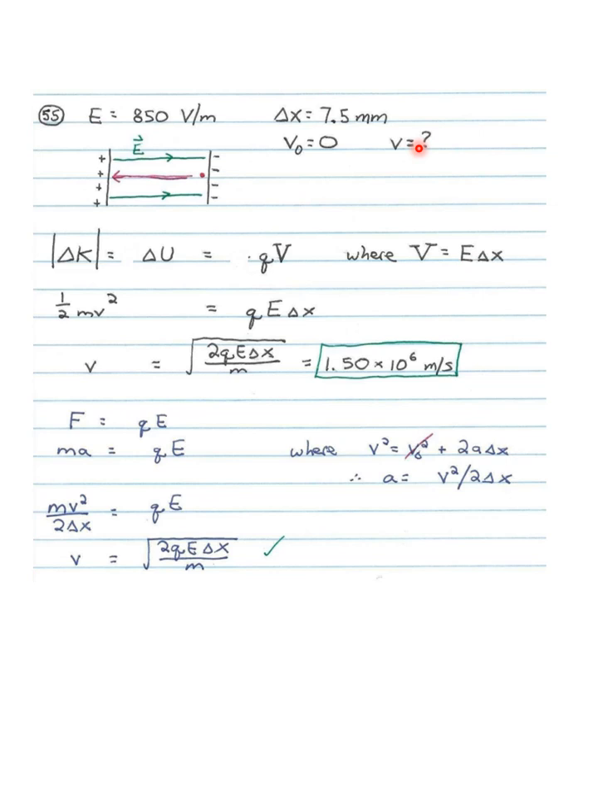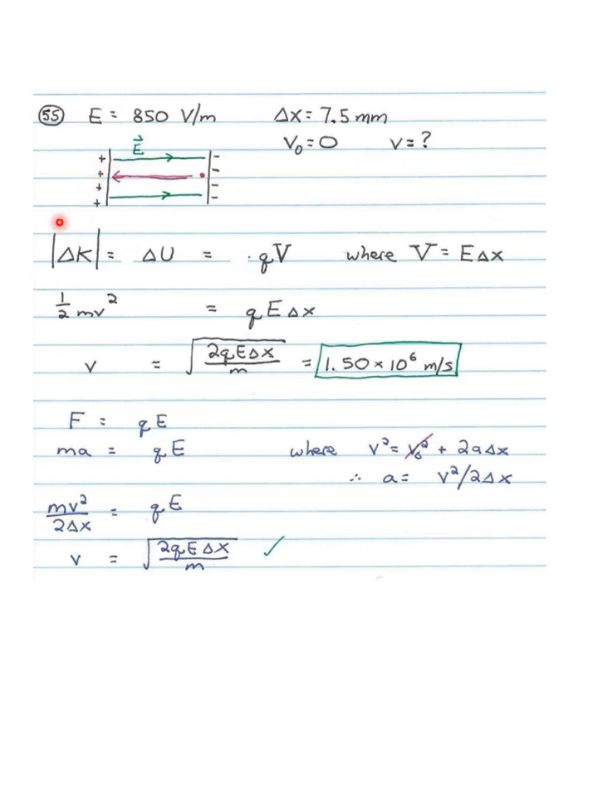And there are a few ways we can approach this problem. So let's look at my various solutions here. One way is to take that the change in kinetic energy, at least its magnitude, is the change in potential energy. They're actually going to be equal and opposite to each other, which is equal to Q times the voltage. The voltage is the electric field times the distance between the plates, E times delta X.